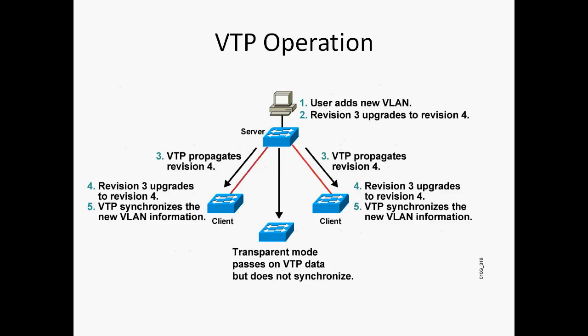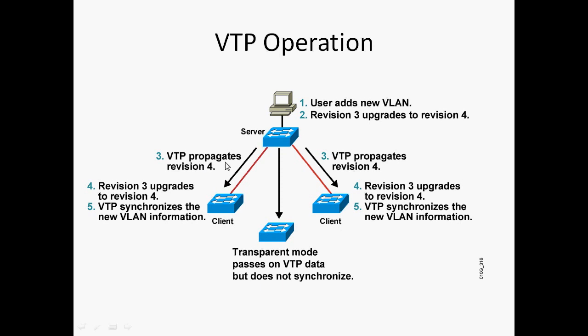VTP operations. Here we can see a server. This switch is a server, this switch is a client and this switch is in transparent mode. In the server, the user can add a new VLAN. For example, in this switch, the server can add the name as department IT. The previous revision number is 3. If any VLAN is added, modified or deleted, the revision number is incremented by 1. So the revision is upgraded to revision number 4.